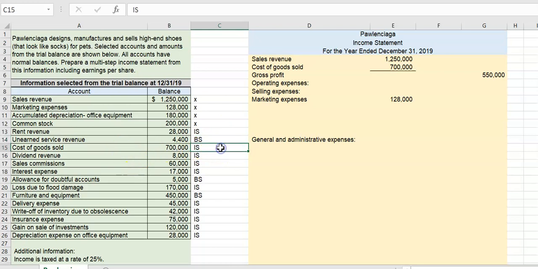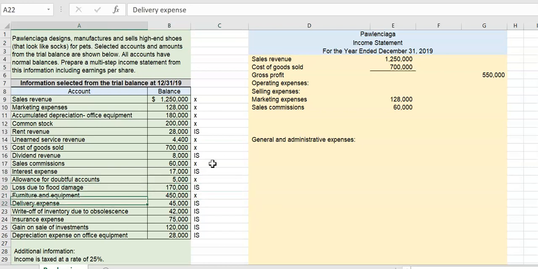Okay, cost of goods sold I've already used. Dividend revenue is like rent revenue. We'll get to that later. How about sales commissions? Would that be considered a selling expense? It sure would. So let's put that in here. I'm not going to use that. Okay, interest expense, that is not an operating expense. Remember, interest expense is a cost of financing a business. So we need to hold off on that. I don't want any balance sheet items to show up here. Losses, that's going to be in the non-operating section.